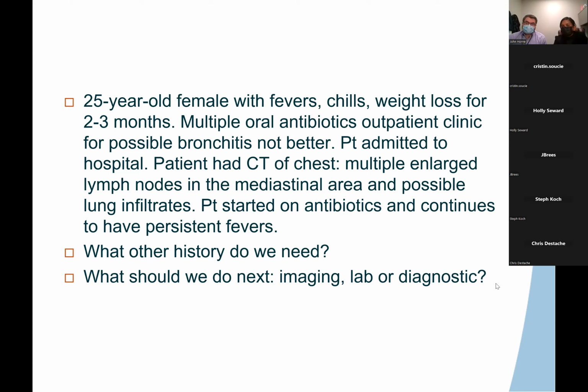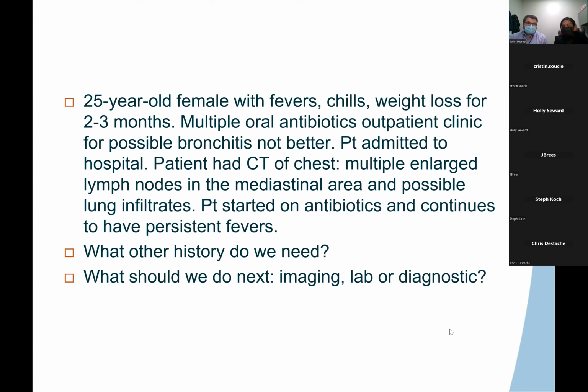What are their exposures? What have they been around? Have they been around other people that have been sick? What does the imaging look like? Why aren't things getting better? And if things aren't getting better, then you have to wonder about making some changes, right? And what kind of things should be covered.